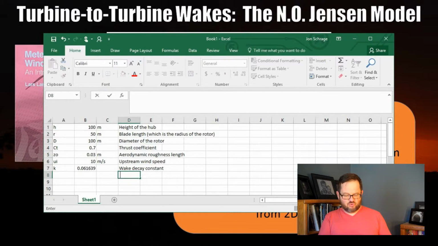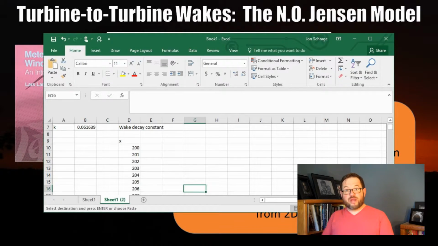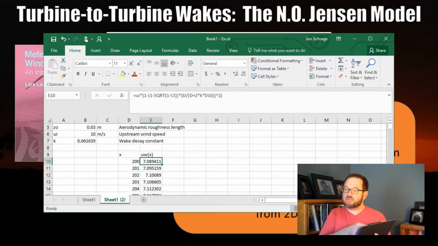Okay? Then, in order to actually solve this, we're going to be making a graph. In Excel, the way you make a graph is you make two columns of numbers, where one will be the X value, the abscissa on the axis, and the other column will be the Y value, the ordinate. I made a column of numbers that go from 200 to 500, because we're supposed to be plotting this from 2 rotor diameters to 5 rotor diameters downwind. I did not sit there and type 200, 201, 202, 203. I used fill, but you may know smarter ways of doing it than that. And then I entered the formula.